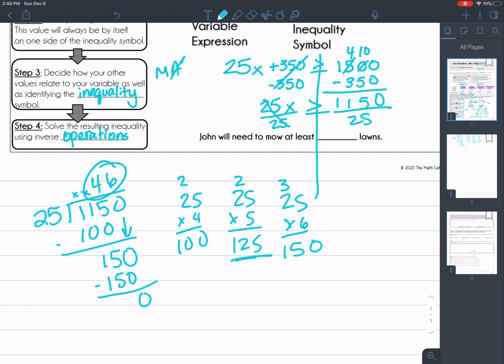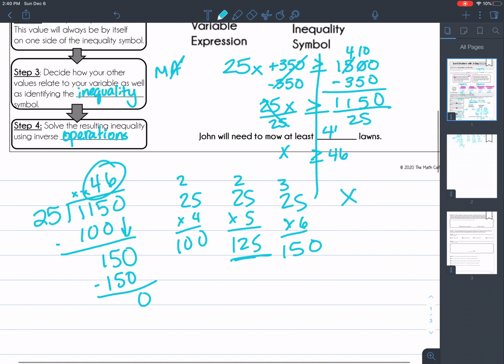My answer is 46. X has to be, and I'm kind of out of room here, so just imagine that this isn't here, and I've got x greater than or equal to 46. He must mow at least 46 lawns. So we know that he needs to mow 46 lawns or more. He could mow 47 or 48 or 50 or 100 lawns. As long as he mows 46, he's going to reach his goal.